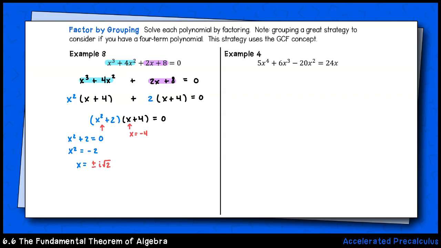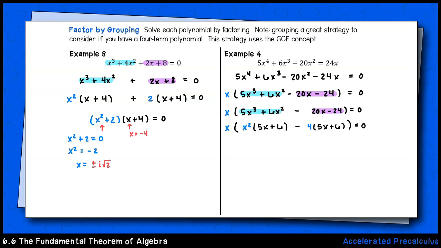Let's look at one more. This time, I'll need to start by setting my equation equal to 0. I'll subtract 24x from both sides of the equation to do that. Next, I'm going to look for any common factors across all 4 terms. They all have an x in common, so I'll factor out an x. Next, I notice that I have 4 terms, so I may be able to factor by grouping here. I'll pair up my first 2 and second 2 terms and look for any common factors within each group.